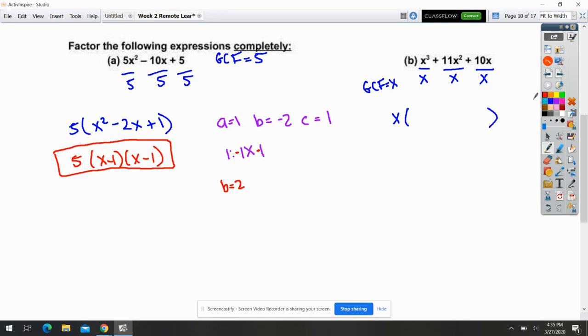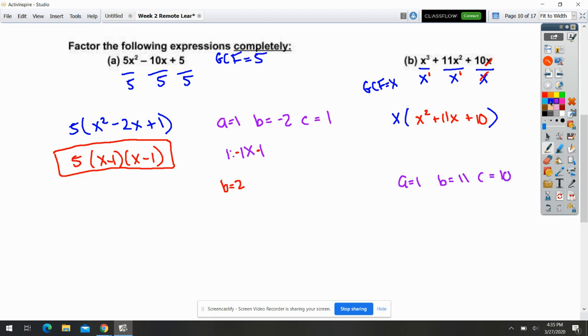So what's going to be on the inside? x to the third divided by x to the first. Remember, you subtract the exponents, so that's x squared. 11x squared over x to the first just becomes 11x. And 10x divided by x is just 10. So now you're going to do the product and sum method on this trinomial on the inside. So our A is 1, B is 11, and C is 10.